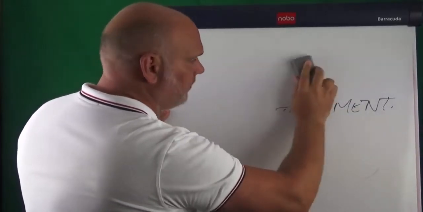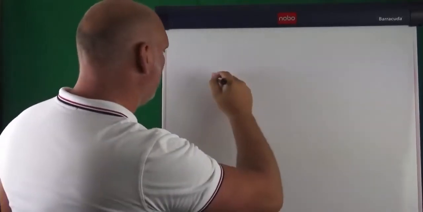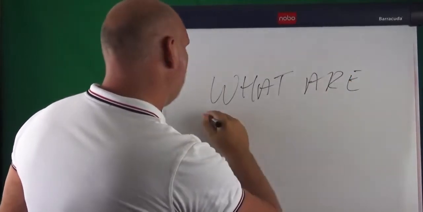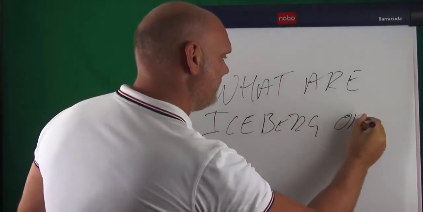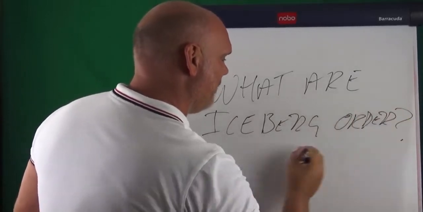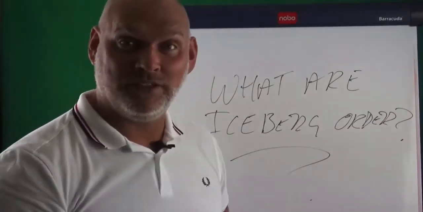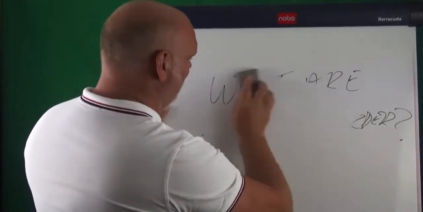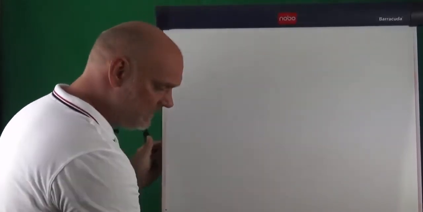So before we do that though, we need to understand the question about what iceberg orders are. What are they? How do we take advantage of them? How can we use them to make money in the financial markets? An iceberg is exactly what it says on the tin, and the tip of the iceberg is really the best way to describe iceberg orders.